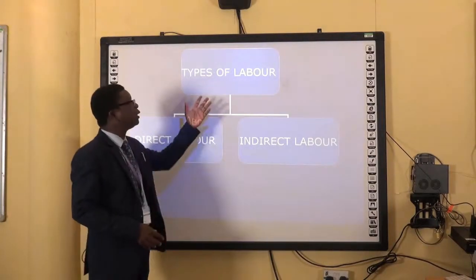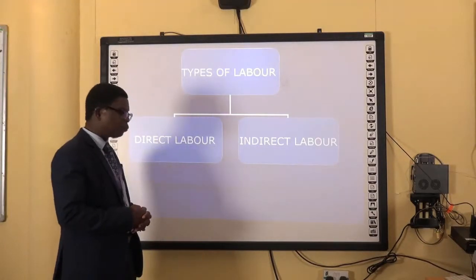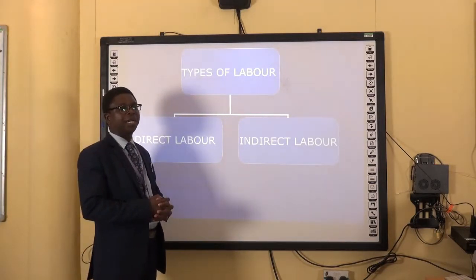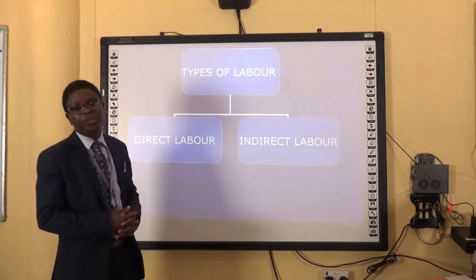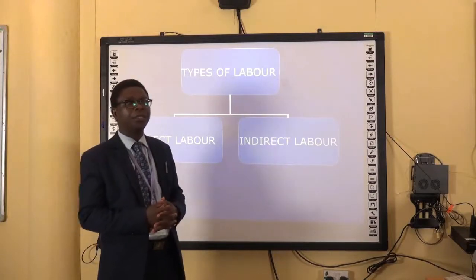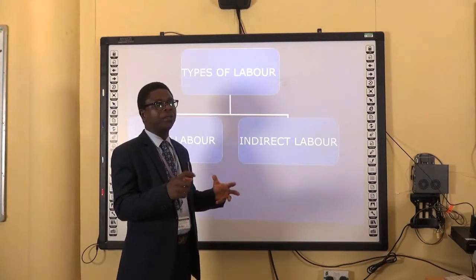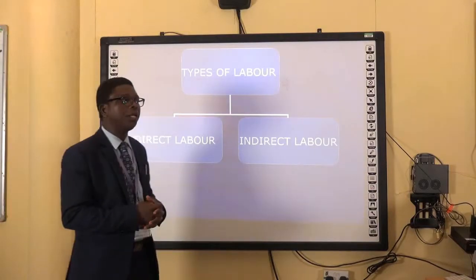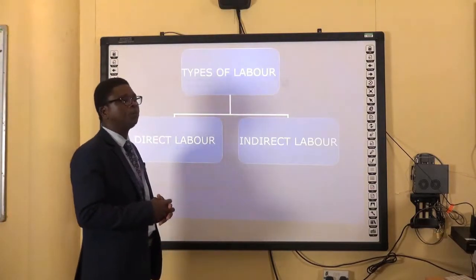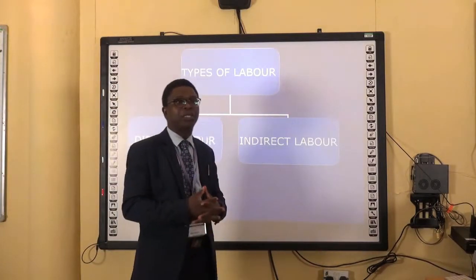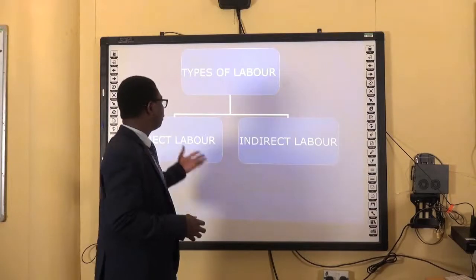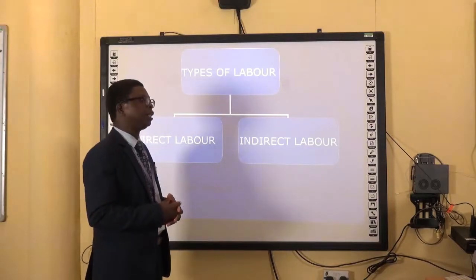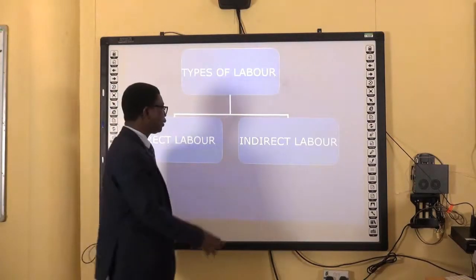Generally speaking, we can categorize labor into two major classifications. We have direct labor, and then we have indirect labor. Of course, the classification is based on traceability, the ability to trace a particular labor to the person, department or unit that has incurred the cost. If it is traceable directly to a unit, a segment, or a department of an organization, such labor cost is referred to as direct labor. And the other one that cannot be traced to a direct unit or department is referred to as indirect labor.